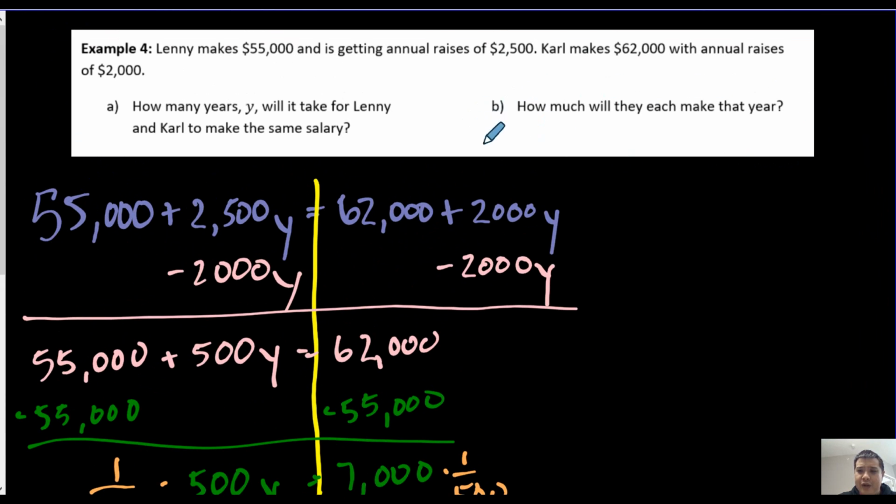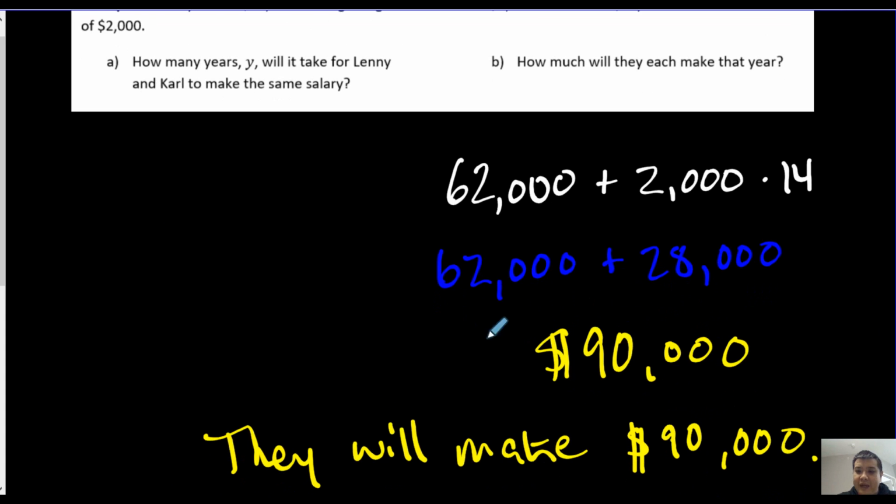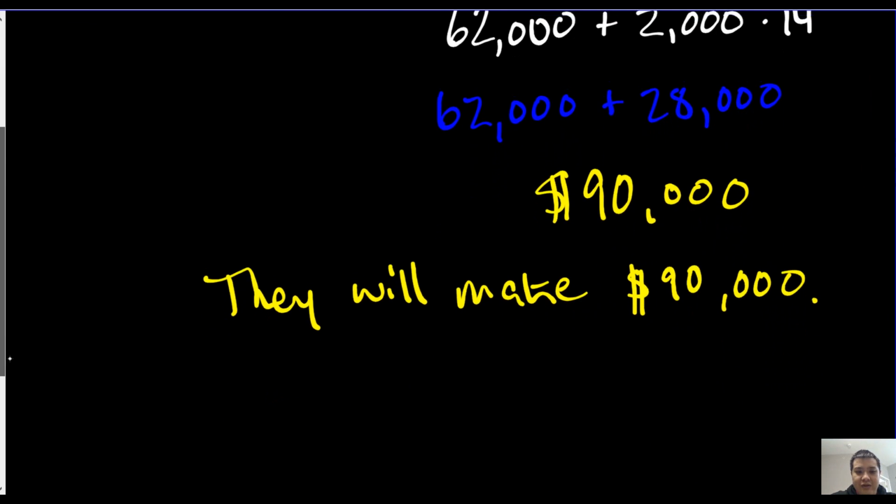Part B says, how much will they make that year? Go ahead and try that one out on your own. What you should have found is that they would have made $90,000 in 14 years. They would make $90,000 in 14 years. What a great, great life.